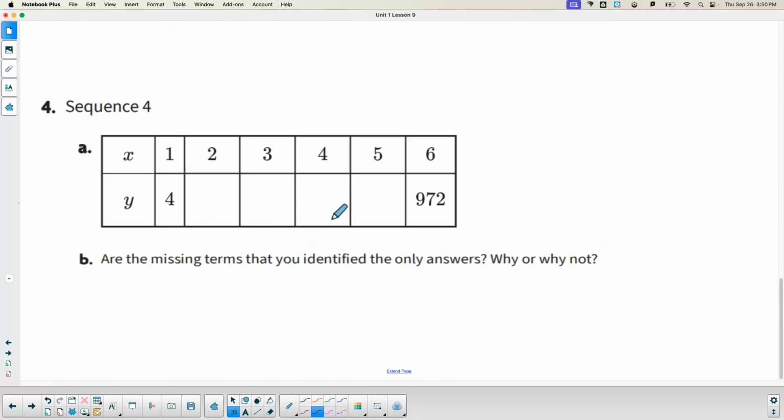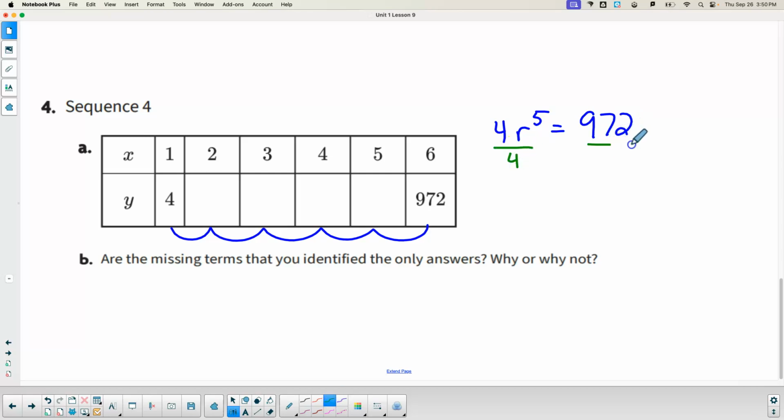In sequence number 4, the first value is 4. Jumps 1, 2, 3, 4, and 5. So that's going to be r to the 5th equals 972. Divide both sides by 4. That gives me r to the 5th equals 243. And then I would take the 5th root of that, and the 5th root of that is going to be 3. So I would get r equals 3.